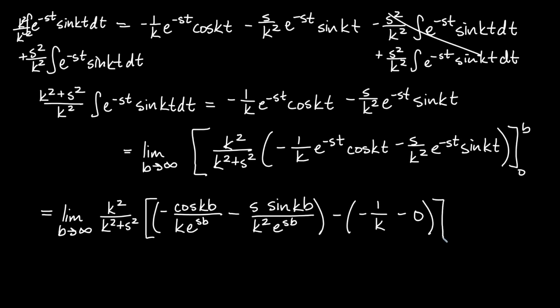And so now let's look at what happens when we take the limit as b approaches infinity. These cosine and sine functions are just wavering between negative 1 and 1, but these exponentials in the bottom are heading off toward an infinite value, right? So we get some constants in each of these over something infinite, so both of these are going to go to 0.